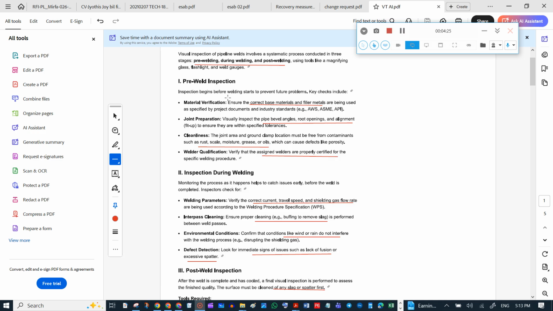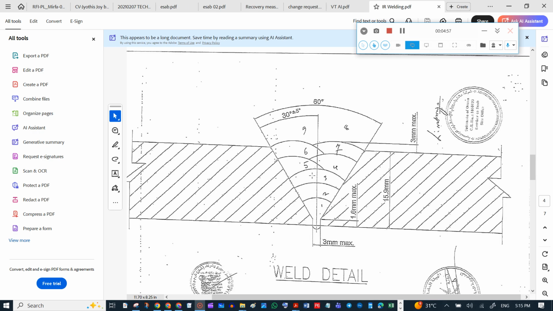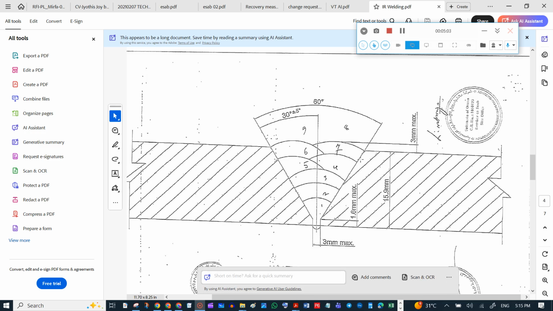So simply saying, in the pre-weld inspection, we are doing the material verifications like correct base material, filler materials, and joint preparations: bevel, pipe bevel angles, root openings, alignments, and cleanliness, like rust, scale, moisture, grease, oils, etc., which can cause defects like porosity. Also welder qualifications, ensuring assigned welders are properly certified. So in the pre-weld visual inspections, we are checking the alignment, cleaning, etc.